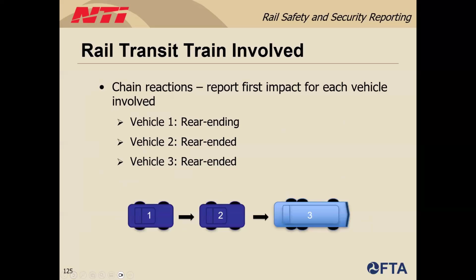Okay, chain reactions. Sometimes these can be a challenge to report. Please remember to consider the first impact or collision type in your analysis. So in this diagram, vehicle 1 would be, this is the transit vehicle. Vehicle 1 would be reported as rear-ending since it did the hitting, and it subsequently rear-ended this vehicle. Then the second vehicle was pushed forward and it rear-ended this vehicle. So we have rear-ending, rear-ended, and rear-ended.